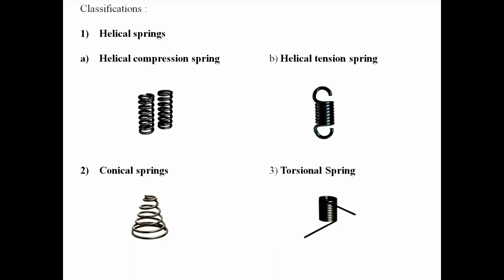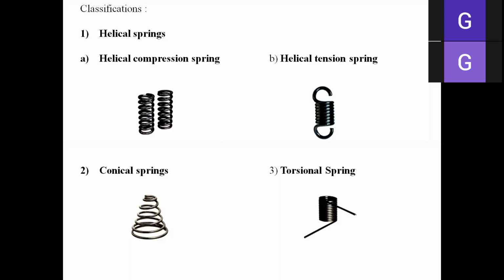Take an example of our bicycle. You'll find that in our bicycle there are different kinds of springs. You can find springs in our bicycle stand, in our bicycle seat, and in our bicycle brake system. A simple helical compression spring you can find in our ball pen also. There is a button type ball pen, and in that you'll find a helical compression spring inside the pen.